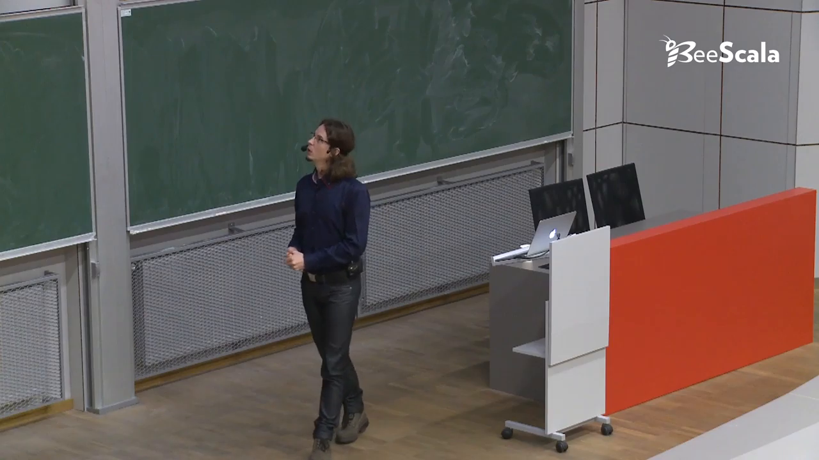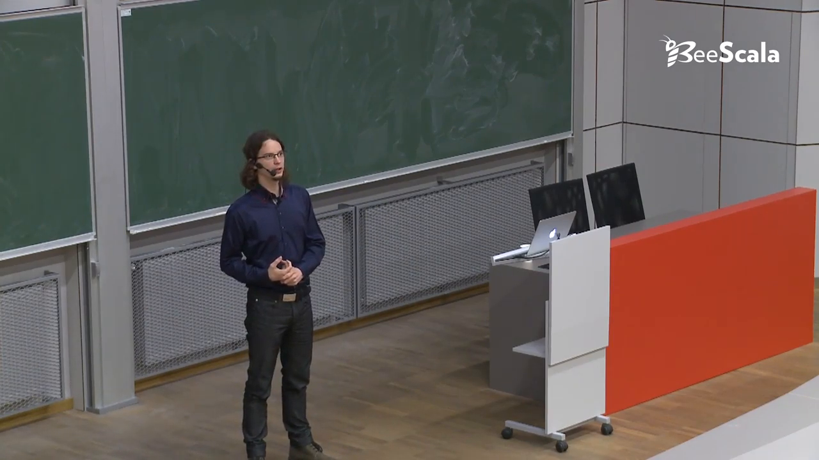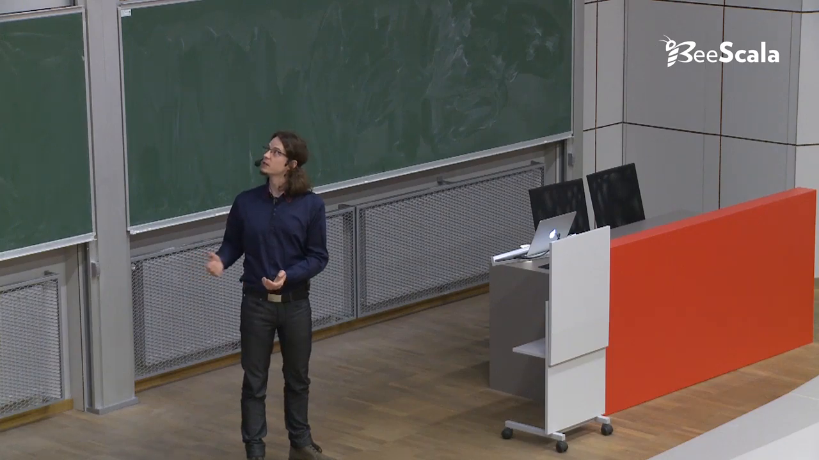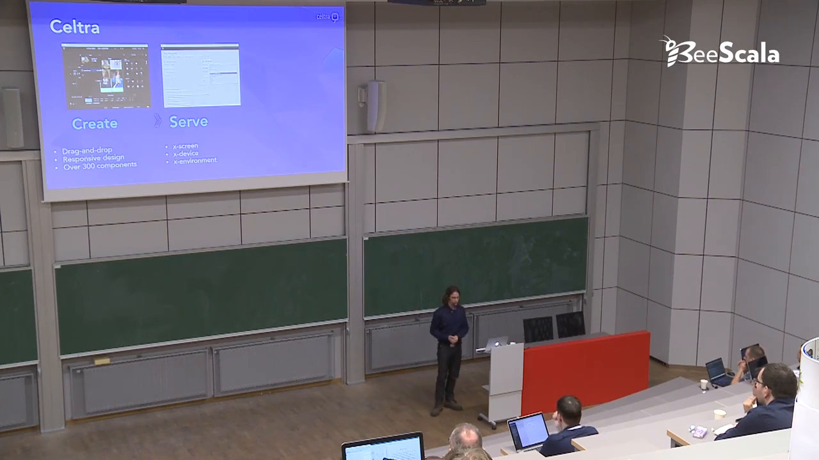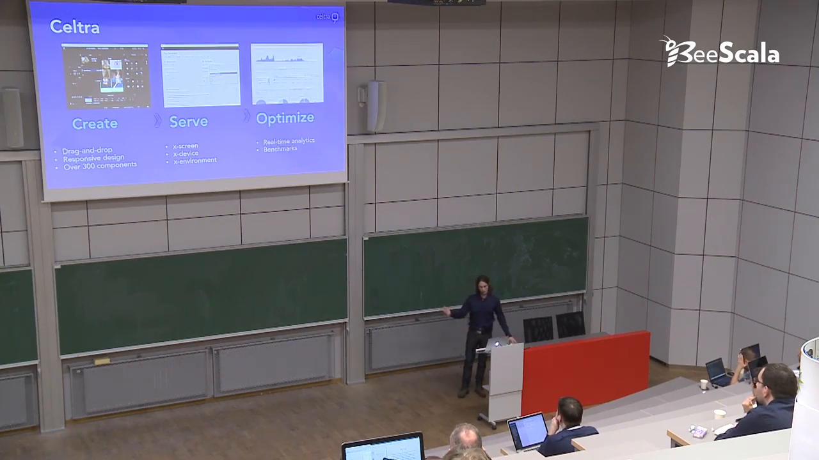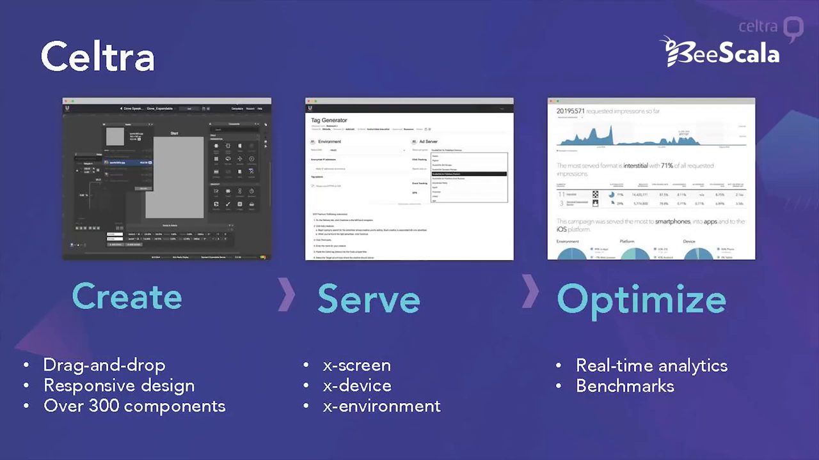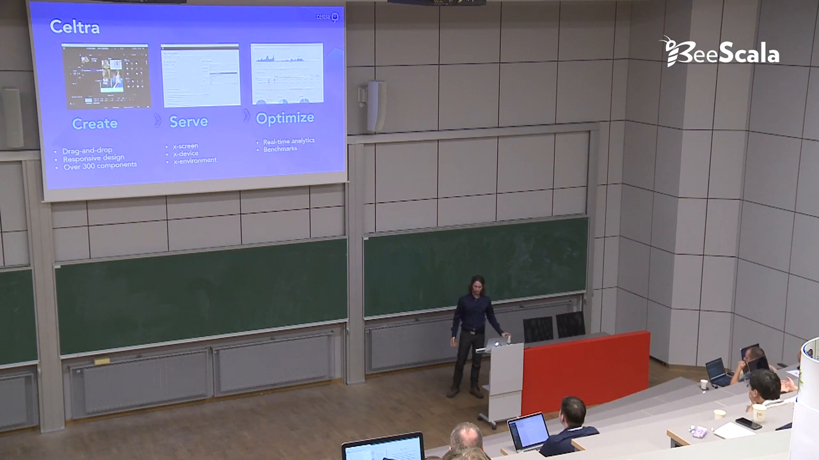The second thing we do, we serve those ads, and we make sure that the ads work and look good on different sizes of screen, on different devices, on mobile phones, tablets, smart TVs, personal computers, and in different environments, in Android apps, in iOS apps, in web browsers, and so on. The third thing, which I will be talking about in this part of the presentation, is we offer our clients some feedback by which they can optimize their campaign. And this is basically analytics. And because we have a lot of data, we need to use Spark to process this data.